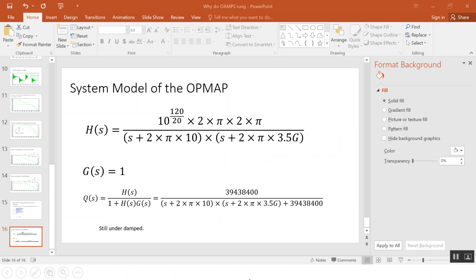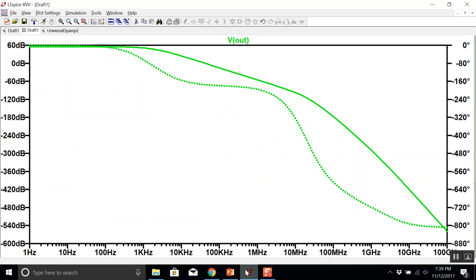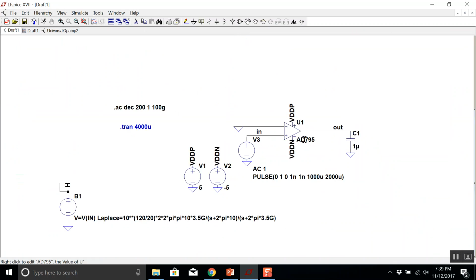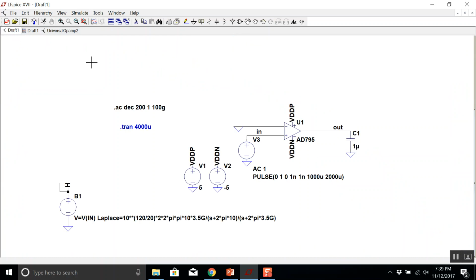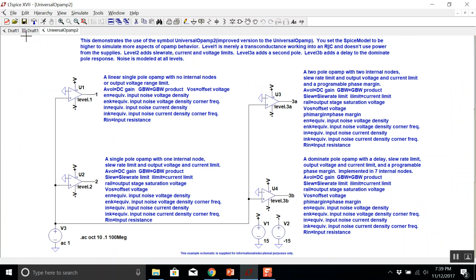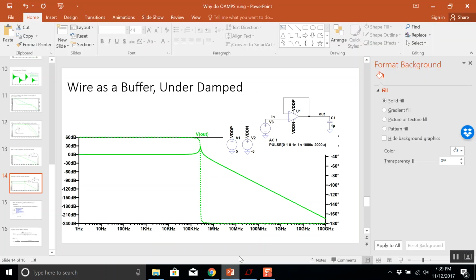Now the thing is, if we look at some real op amps, here this is the Analog Devices 795, and you can see that there's a lot going on here, where the phase goes down to minus 800. So basically that's quite a lot.